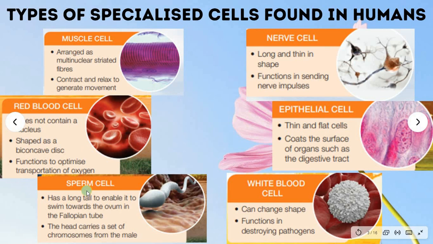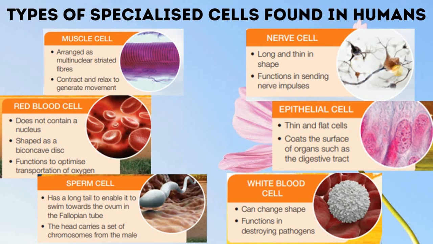Okay, then we go to the sperm cell. Sperm cell has a long tail to enable it to swim towards the ovum in the fallopian tube. It also has a head to carry a set of chromosomes from the male. Okay. Next, we go to the nerve cell. So this is the nerve cell, long and thin in shape. Function to send nerve impulse.